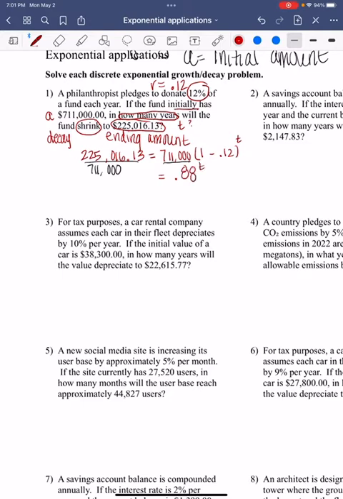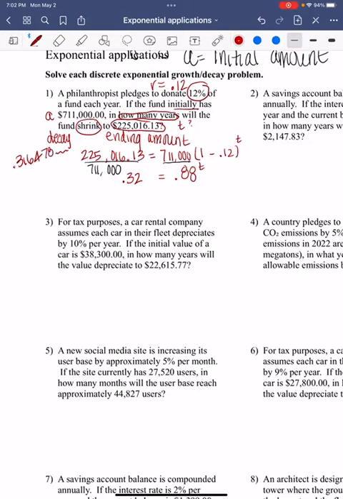Okay, so on my calculator, when I divide 225,016.13 by 711,000, it's approximately 0.32. It's like some really long number on my calculator, but it's essentially 0.32. Okay, it's like 0.31647, blah, blah, okay?